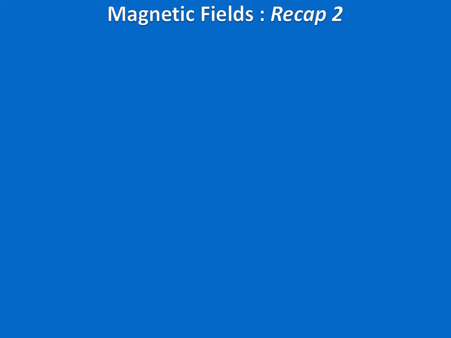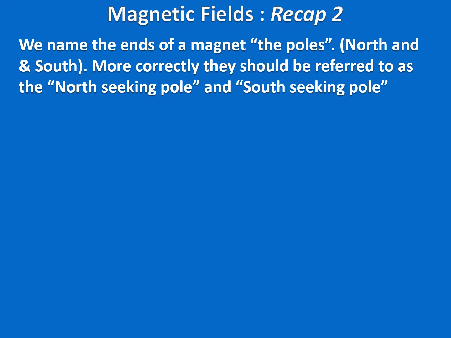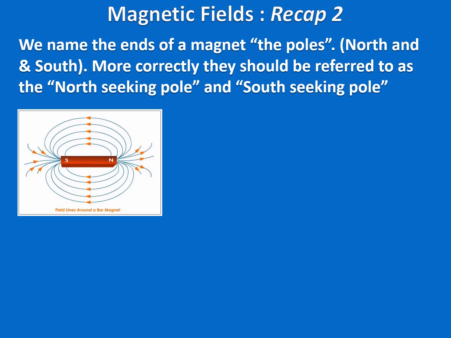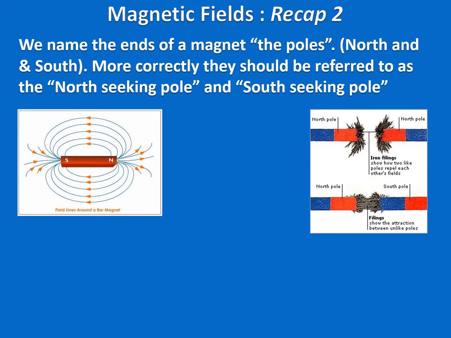Another basic recap is we've got the north and south poles, and we can call them north-seeking or south-seeking poles. With the field lines, we have field lines radiating outwards from the North Pole and inwards on the South Pole, in the same way as we represented field lines for electric fields, so for a positive charge and a negative charge. So positive charge is going outwards, negative charge going inwards. And like poles repel, unlike poles attract.